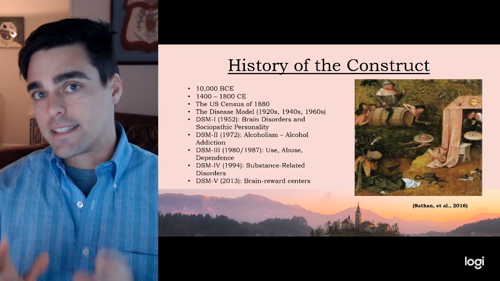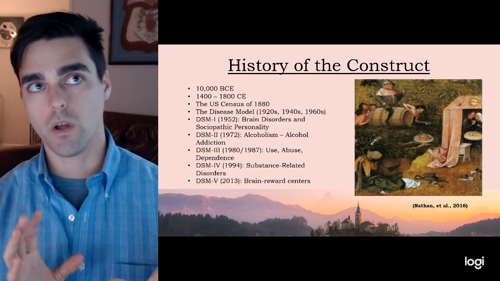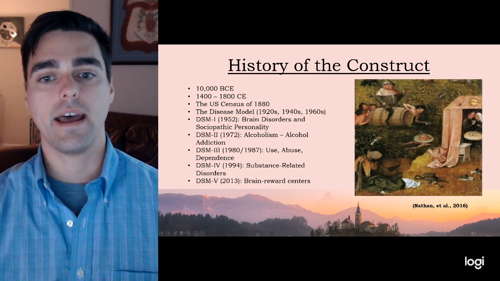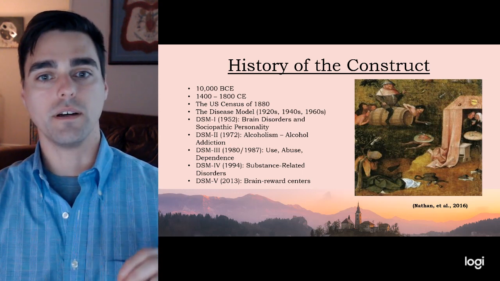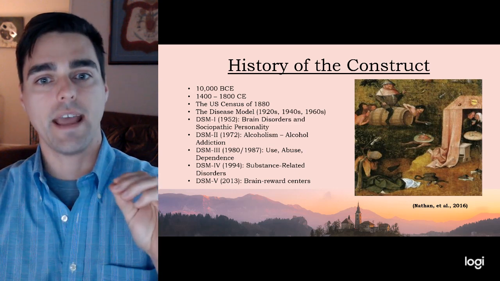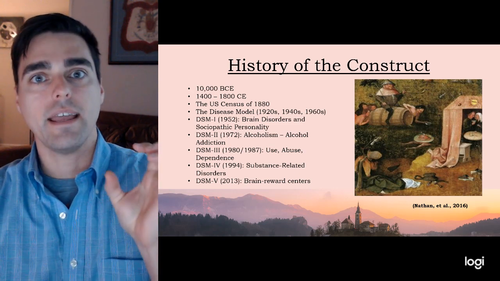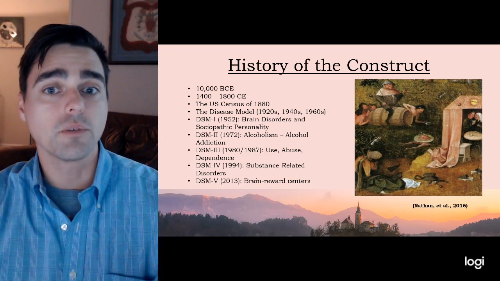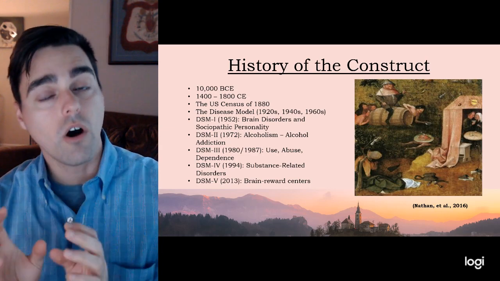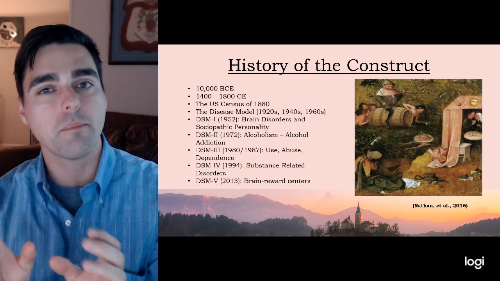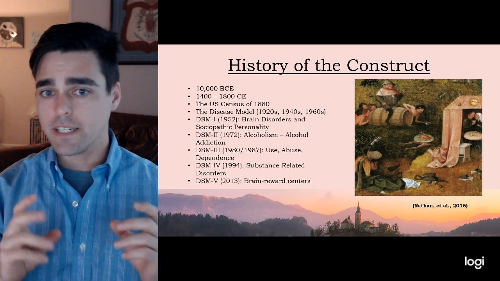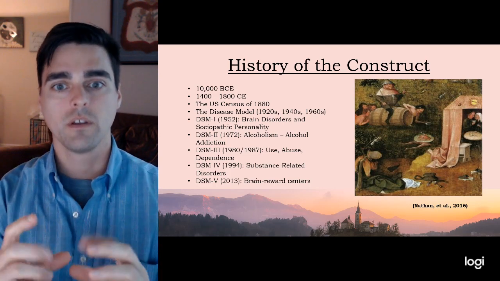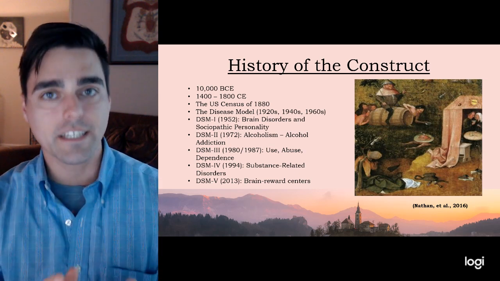In the DSM-1, which was really based on psychoanalysis, one of the things they had at that time was a focus on personality. They had a brain disorders area, and alcoholic dementia and alcohol intoxication were considered brain disorders, whereas alcoholism was considered a kind of sociopathic personality. Then in DSM-2, they actually had a definition for alcoholism and alcohol addiction.